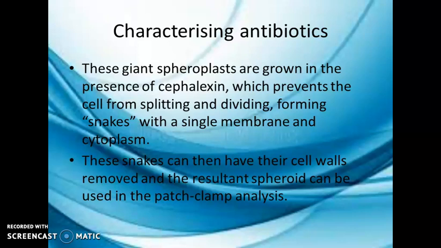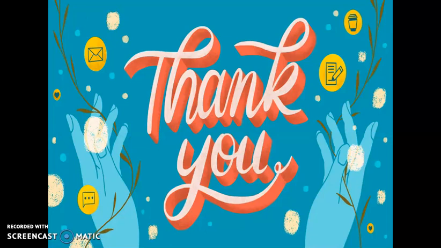So mainly for DNA transfection, patch clamp analysis, and characterizing antibiotics, we are using sphaeroplasts as well as protoplasts. And we can also detect the amount of certain types of protein, that is, the flow of certain substances or proteins within the periplasm, which can also be detected. So these are all about sphaeroplasts and protoplasts. Thank you.